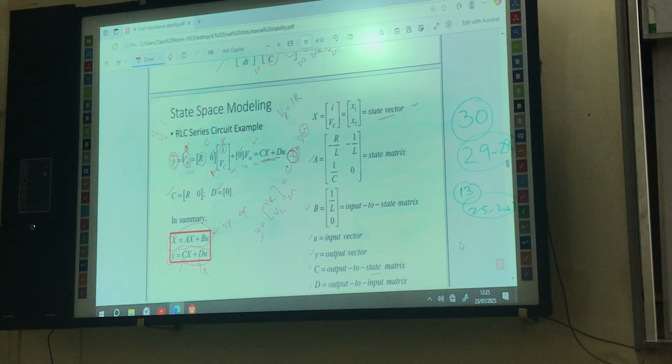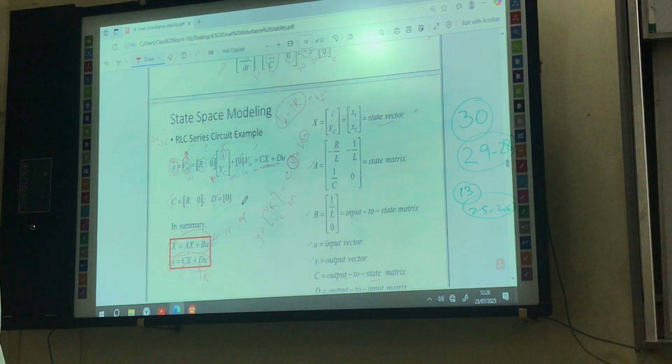Why was D zero here? Because you are taking VR as your output, right? So what is your VR? This is IR times R. You know this thing. So this U is the V. So what will be your D here? You have to write 0 here, right? Because there is no V term. V is multiplied by 0 here. That's why this is 0. So if we take the C and D matrix formula, yes, you can easily formulate it by yourself.